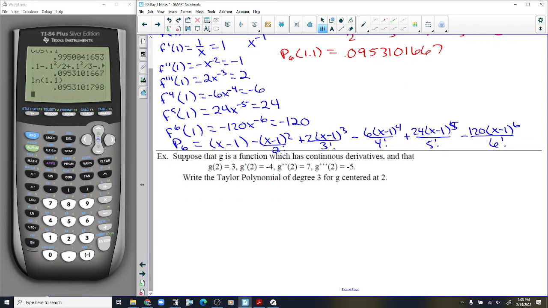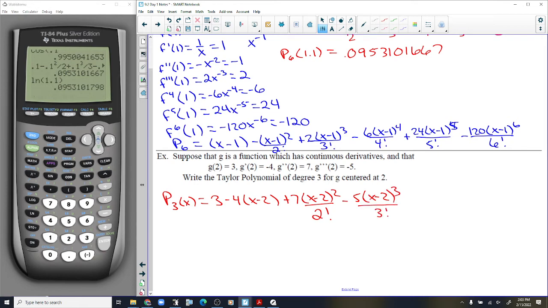Next one, suppose that g is a function which has continuous derivatives, and that they have the function value, first, second, and third derivatives. Write the Taylor polynomial of degree 3 for g centered at 2. So p sub 3 of x is 3 minus 4 times (x minus 2) plus 7 times (x minus 2) squared over 2 factorial minus 5 times (x minus 2) to the third over 3 factorial. There we go. So then you just write it out.